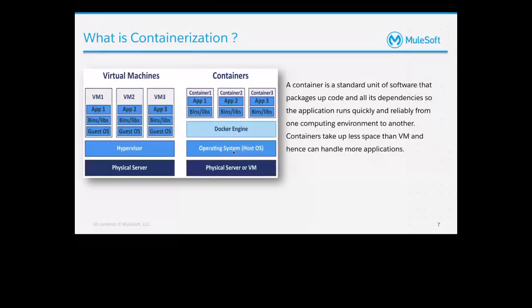So let me just give you an example. Say I do have a Windows laptop with me. So my operating system is going to be my Windows laptop, and Docker engine. So when I install the Docker engine software, I will tell the Docker engine that I want to spin up the containers with the Linux operating system.